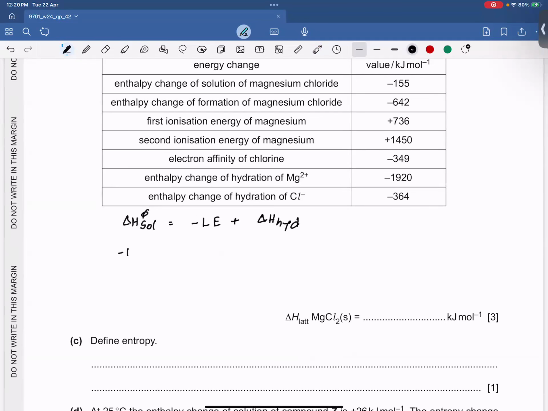So let's plug in the values in the formula. Solution of magnesium chloride is minus 155. We need to find out the value of lattice energy, minus LE as it is. Hydration of cation is minus 1920. Plus hydration of anion is minus 364. Since we have 2 chloride ions in the formula, it needs to be multiplied by 2. So lattice energy from here is going to be minus 2493 kilojoules per mole.